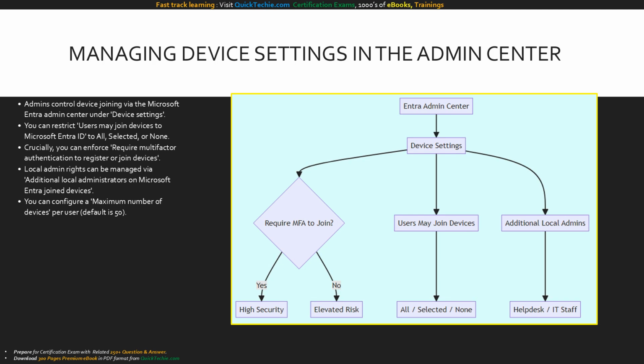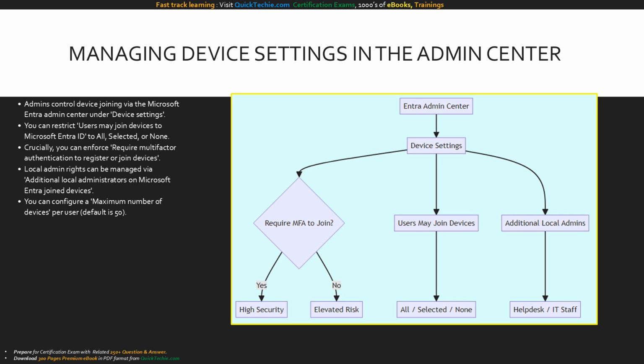Once you understand the architecture, you need to govern it. In the Microsoft Entra Admin Center, under Device Settings, you hold the keys to the kingdom. First, you dictate who can actually join devices. The users may join devices to Microsoft Entra ID setting allows you to restrict this capability to specific pilot groups or open it to all users. Security is paramount, so we highly recommend enforcing the require multi-factor authentication to register or join devices setting. This ensures an attacker cannot steal a password and immediately join a rogue device to your tenant.